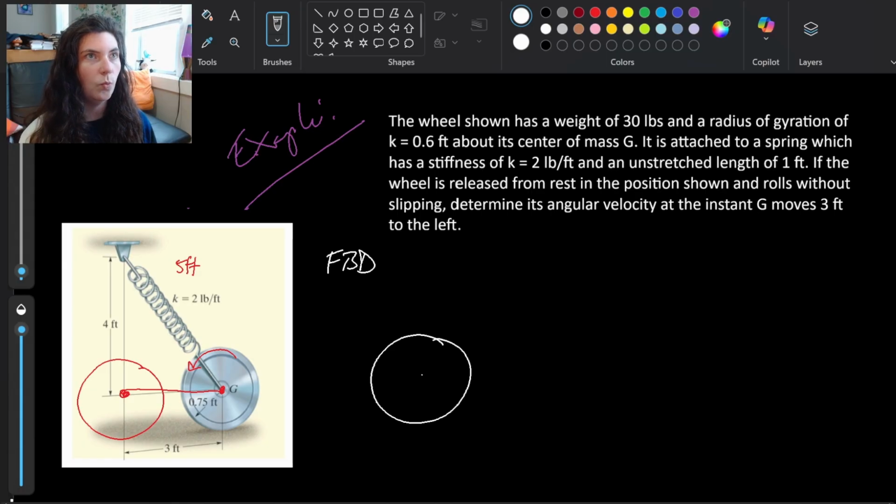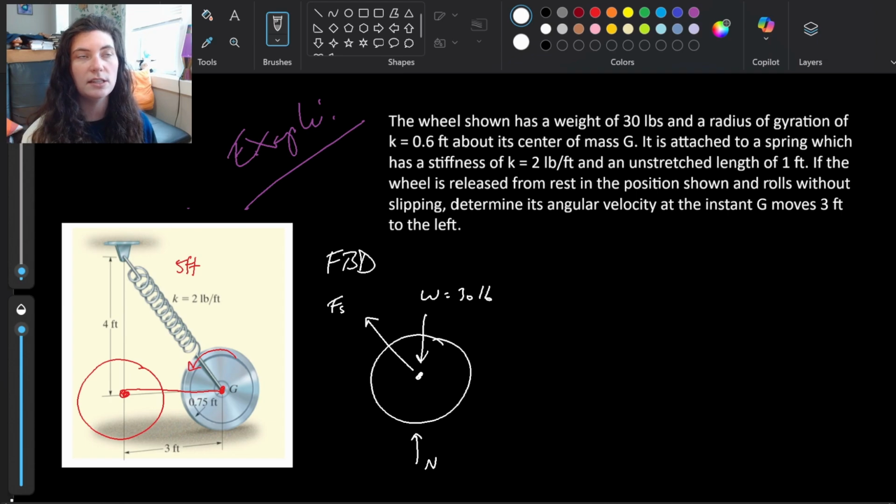So we have this wheel. It has a weight of 30 pounds, so we know that acts at the center of the wheel, G. We know that the spring is contributing a force that's pulling on G. That spring contracting is what's causing it to move to the left by that 3 feet. We have the force from the spring, and then the only other force here is the normal force from the wheel interacting with the ground.